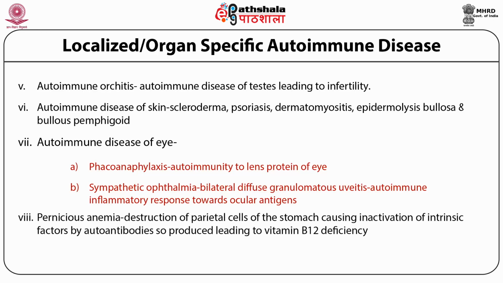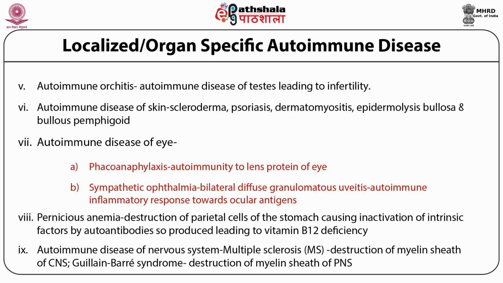Pernicious anemia. This disorder occurs due to destruction of parietal cells of the stomach. This in turn causes further inactivation of intrinsic factor by autoantibodies so produced. Absorption of vitamin B12 from the digestive tract is dependent on the presence of intrinsic factor. Therefore, lack of the factor would lead to vitamin B12 deficiency.